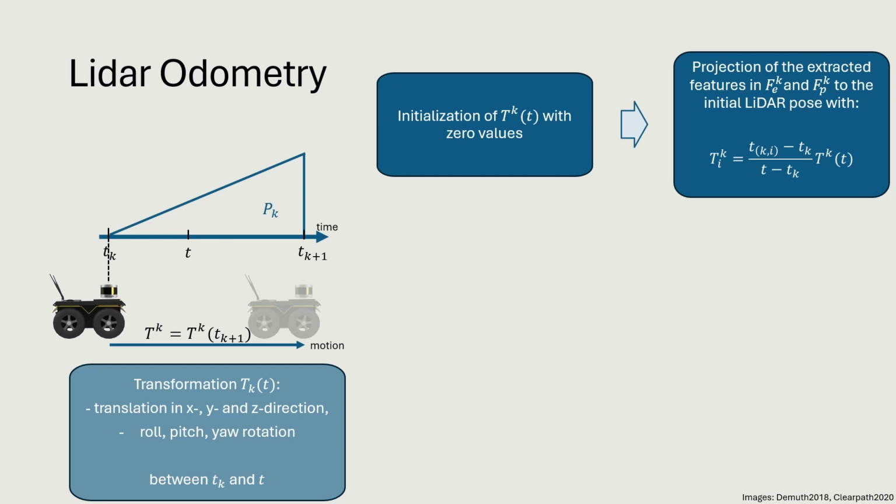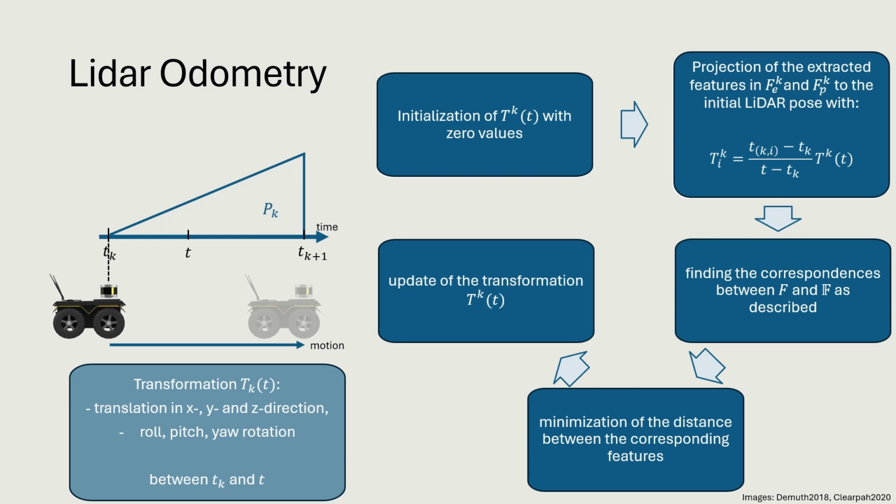Because we initialized capital T to the k of t with default values, it is very unlikely that we hit a good approximation in this first iteration. To improve the guess and obtain a transformation which is closer to the real one, we try to minimize the distance between the correspondences of the sets F to the k and F to the k minus 1 and update the transformation guess. With this new transformation guess, we again look for correspondences, because some of them have probably changed because of the updated transformation, and then again minimize the distance between the features from both sets which we assume represent the same object.